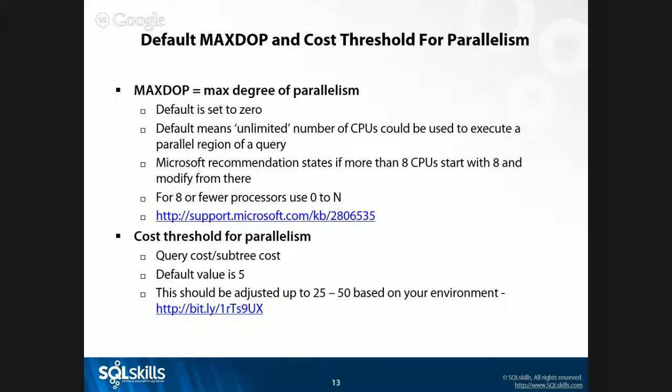All right, default max degree of parallelism and cost threshold for parallelism. Who knows about these settings? Awesome. Y'all have seen a lot, been to a few SQL Saturdays and user groups. So again, bad defaults. MAXDOP is set to 0, meaning an unlimited number of CPUs.